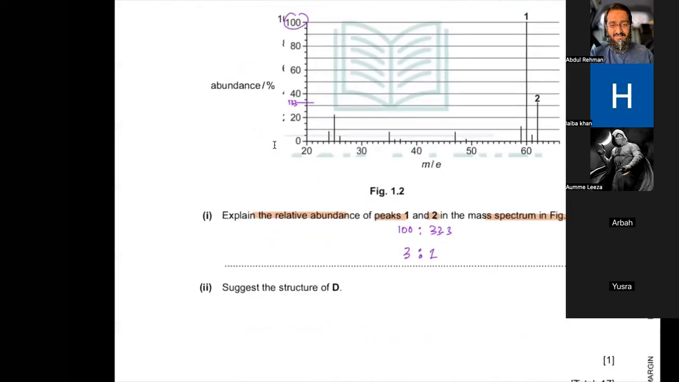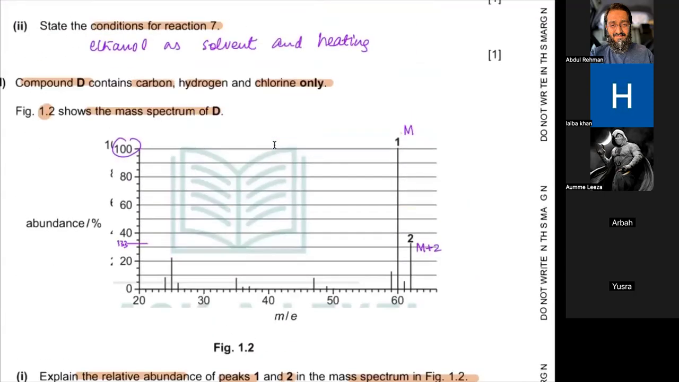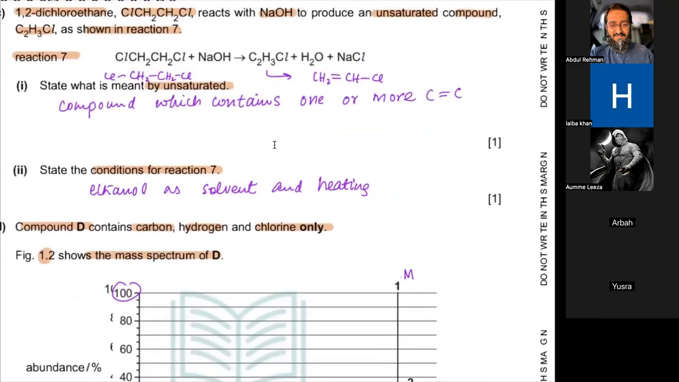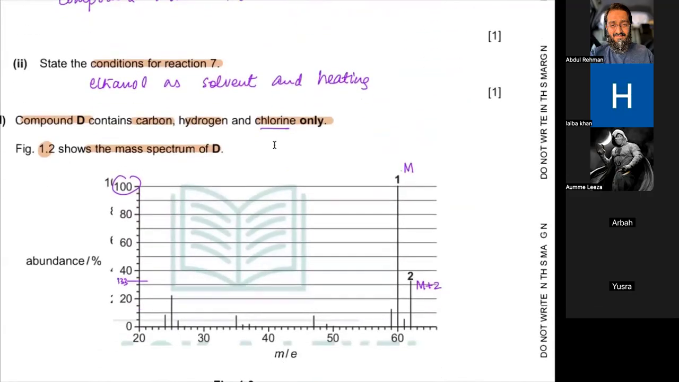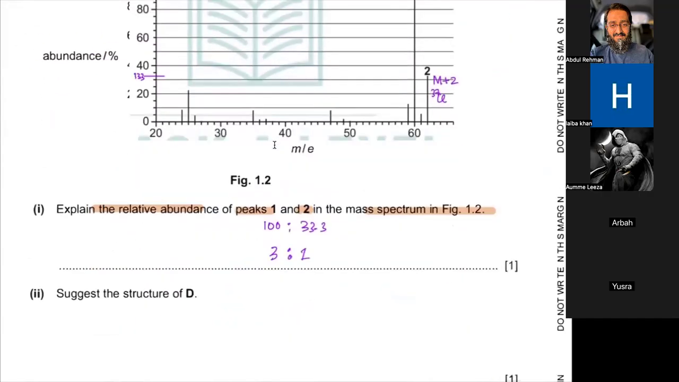Now they are asking for the structure of D. Basically, peak 1 is the M peak and peak 2 is the M plus 2 peak. They have a ratio of 3:1, which is due to the chlorine-35 and chlorine-37 isotopes. This one is due to chlorine-35, and this one is due to chlorine-37. That's what we have studied: when we get the M peak and the M plus 2 peak in the ratio of 3:1, it indicates chlorine. So we got its Mr is 60, right?